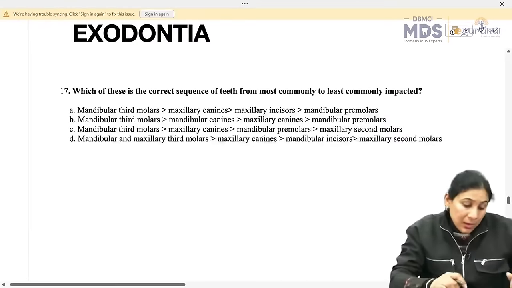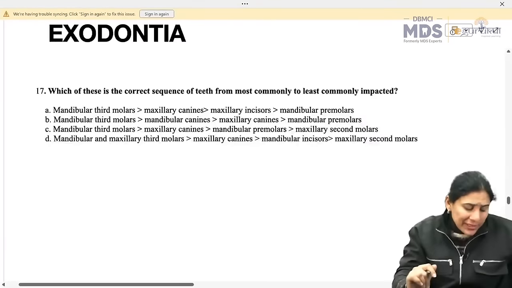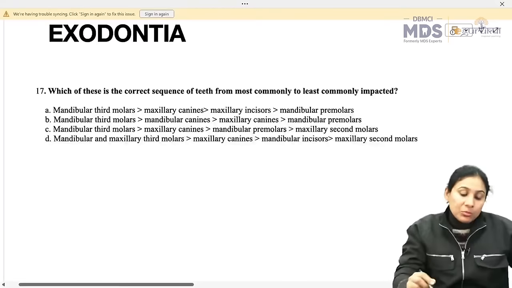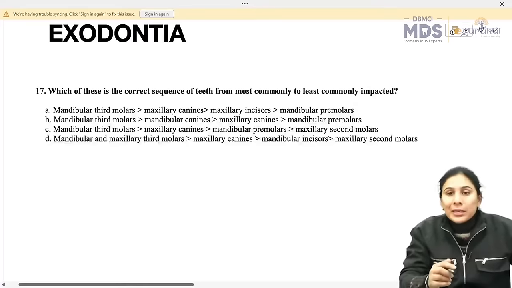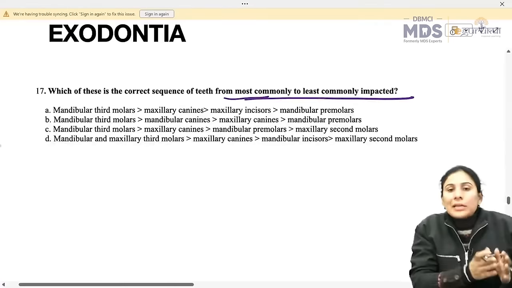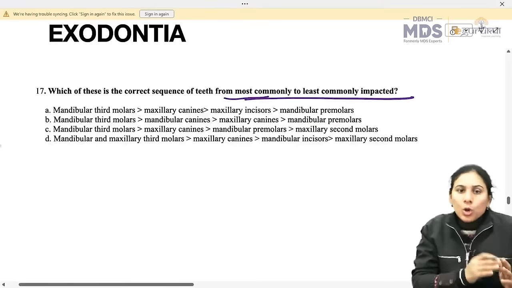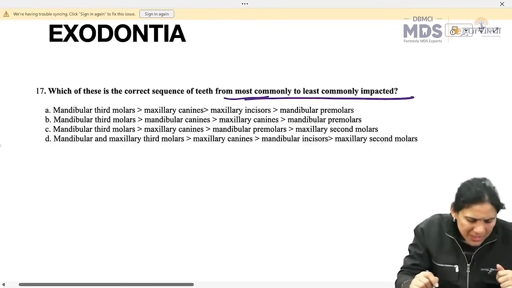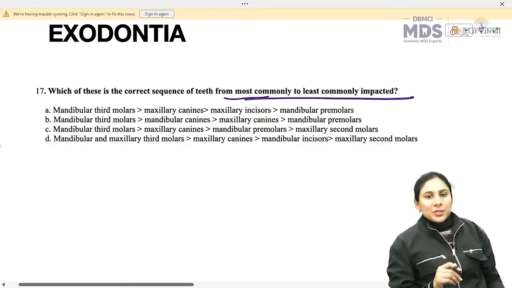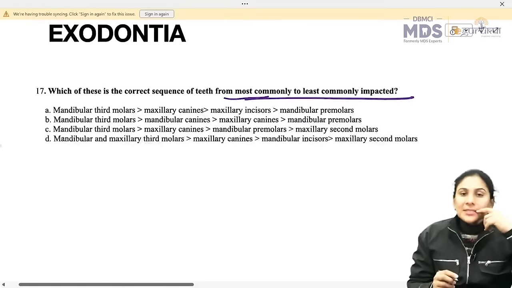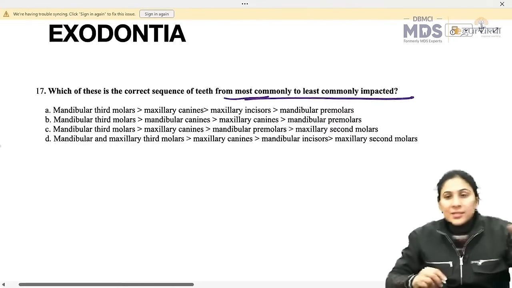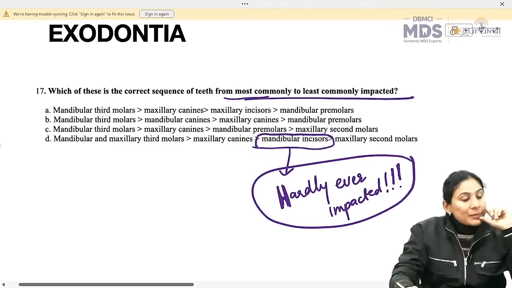Okay. This is easy. You can all tell me the answer to this. Which of these is the correct sequence of teeth from the most to the least commonly impacted? That means you have to choose the most commonly impacted first and go to the least commonly impacted. It's a very simple factual question. We have discussed this in our videos also. Just waiting for all of you to answer. Now tell me the answer.